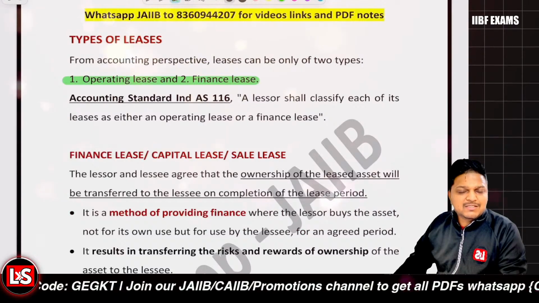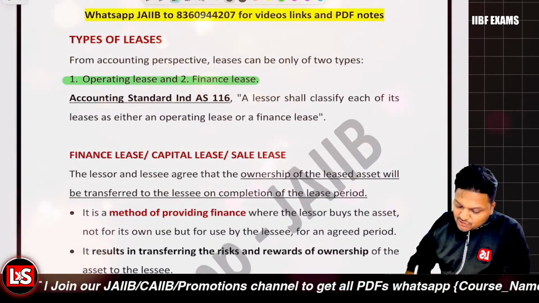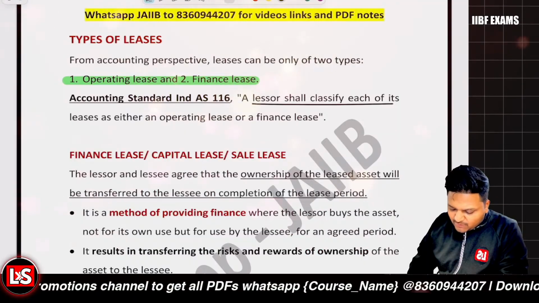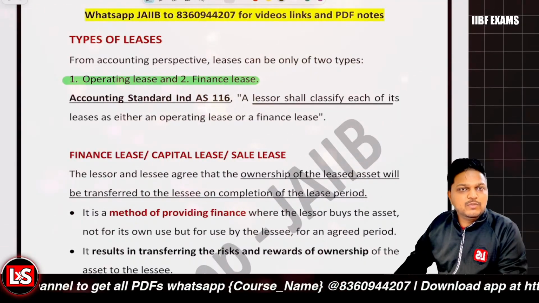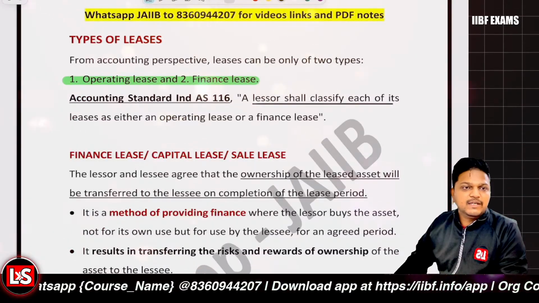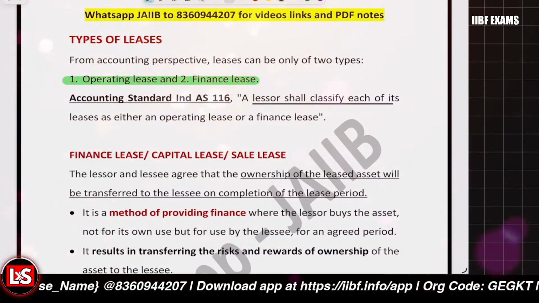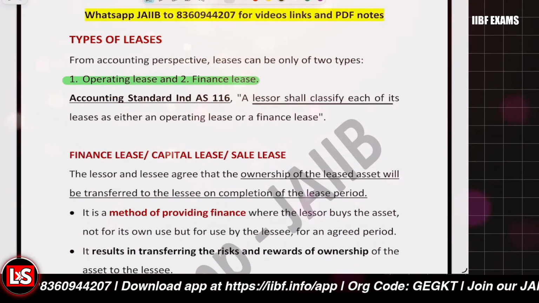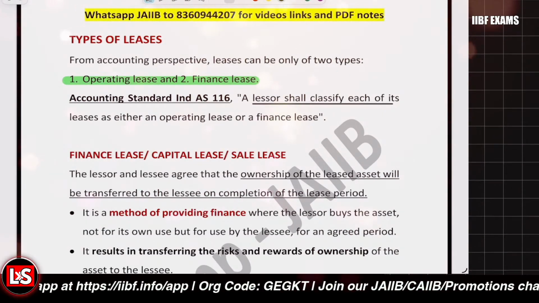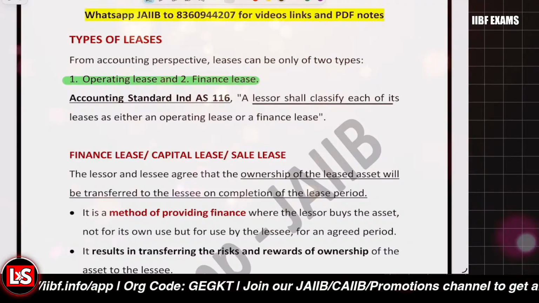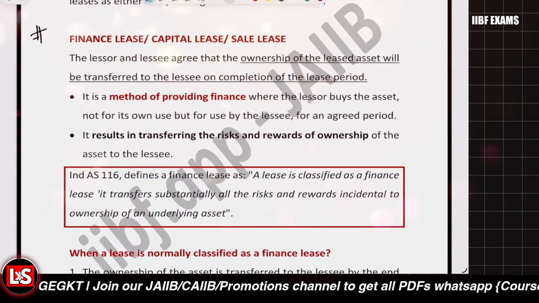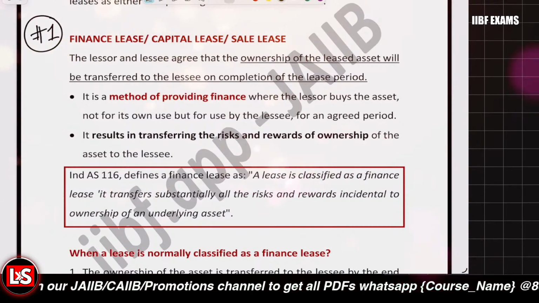So, as per accounting standard 116, it is very much required that the lessor should classify which type of lease it is, whether it's an operating lease or a finance lease. It is to be specified. Now, the first lease that we're going to cover is the finance lease. This is the first type. Very important.